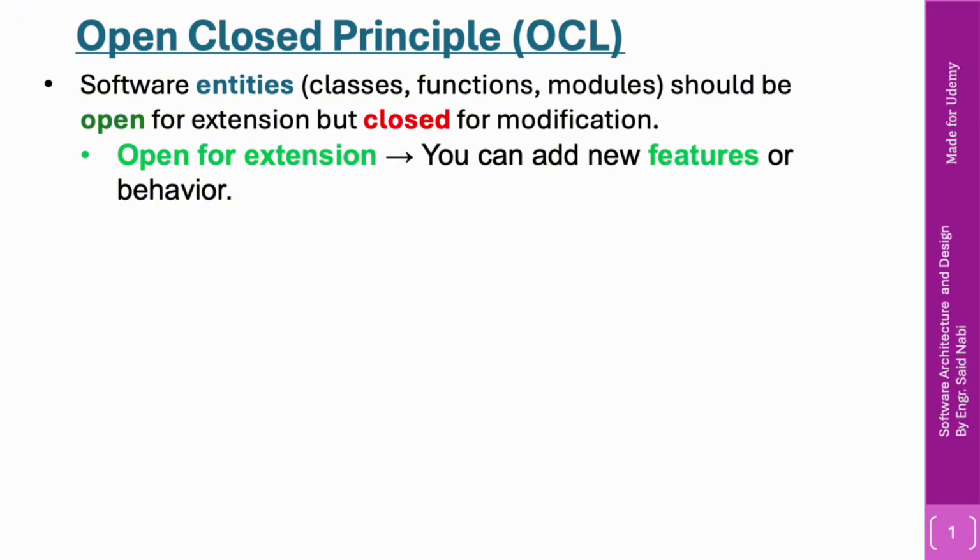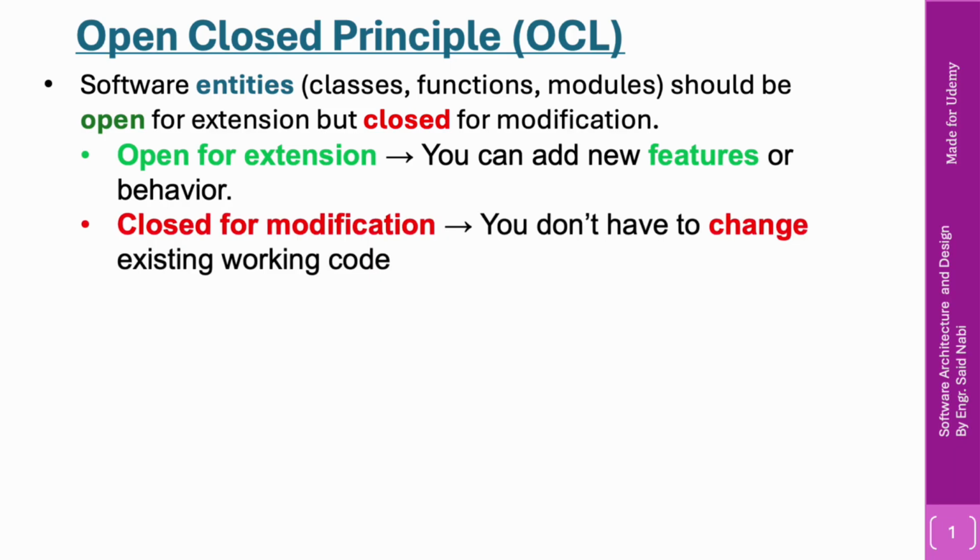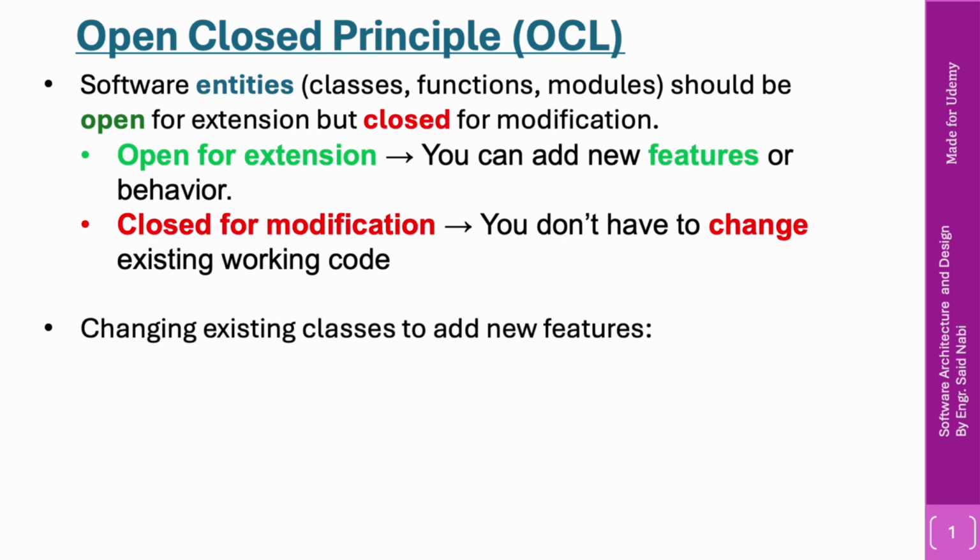What it means that it is open for extension is that you can add new features or new behaviors to the software system, and closed for modification means you don't have to change the existing working code. If some features are already working, you cannot touch that code. Yes, you can extend, you can add new code, but you cannot change the existing code.